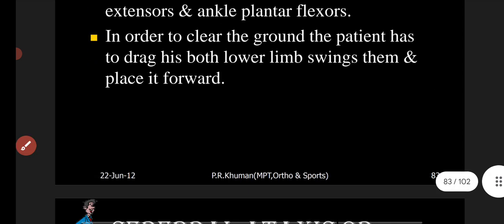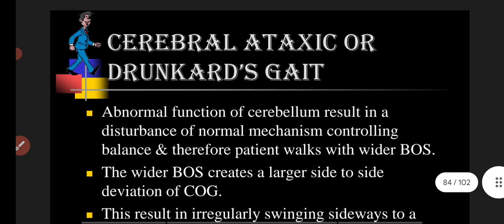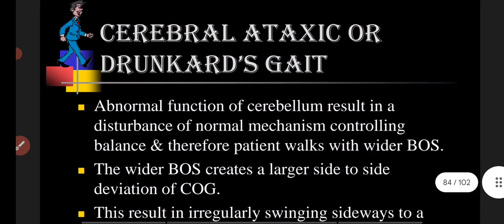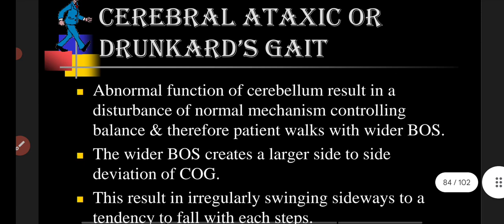Okay. Cerebral ataxic or drunkard gait. Cerebral ataxic gait, or drunkard gait, is due to abnormal function of the cerebellum. The function of the cerebellum is to maintain the normal balance and equilibrium of the individual.